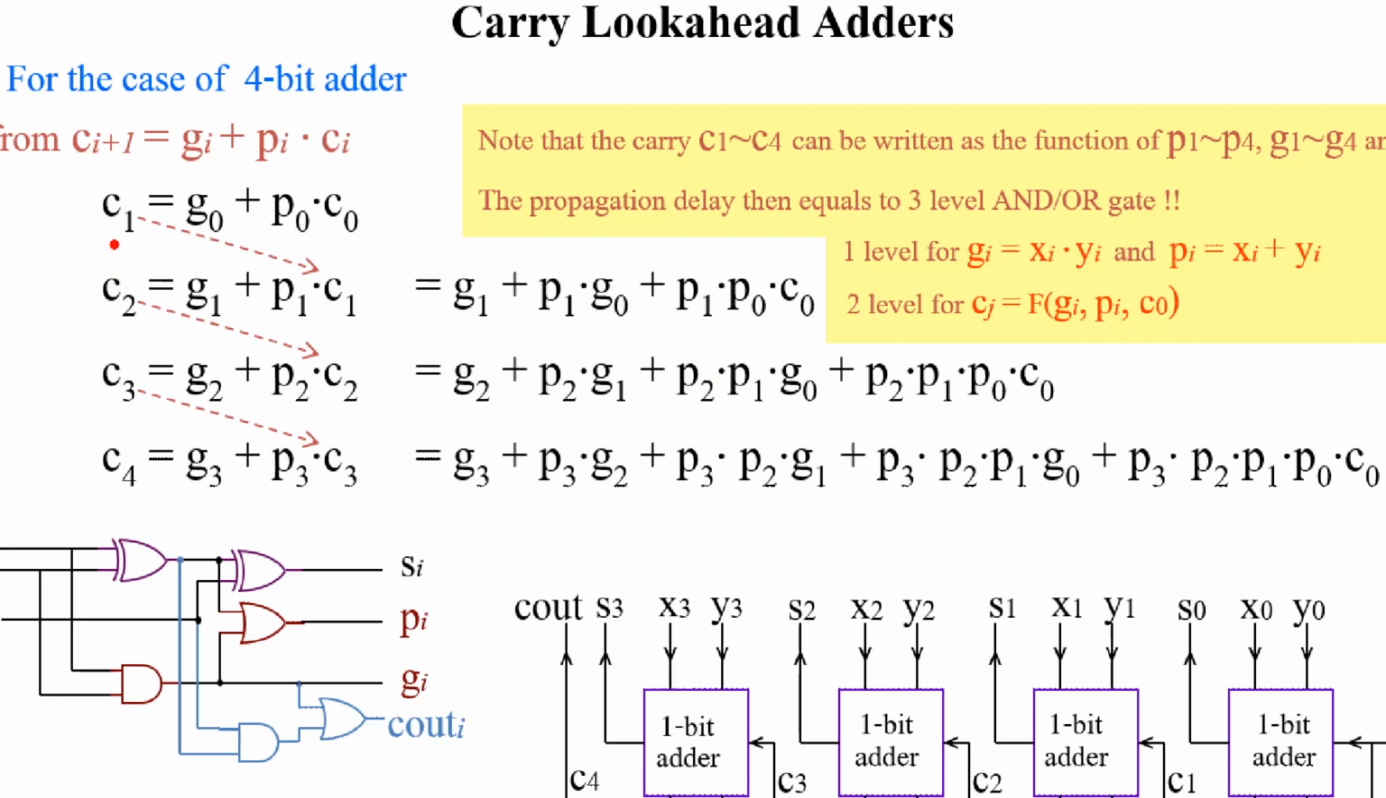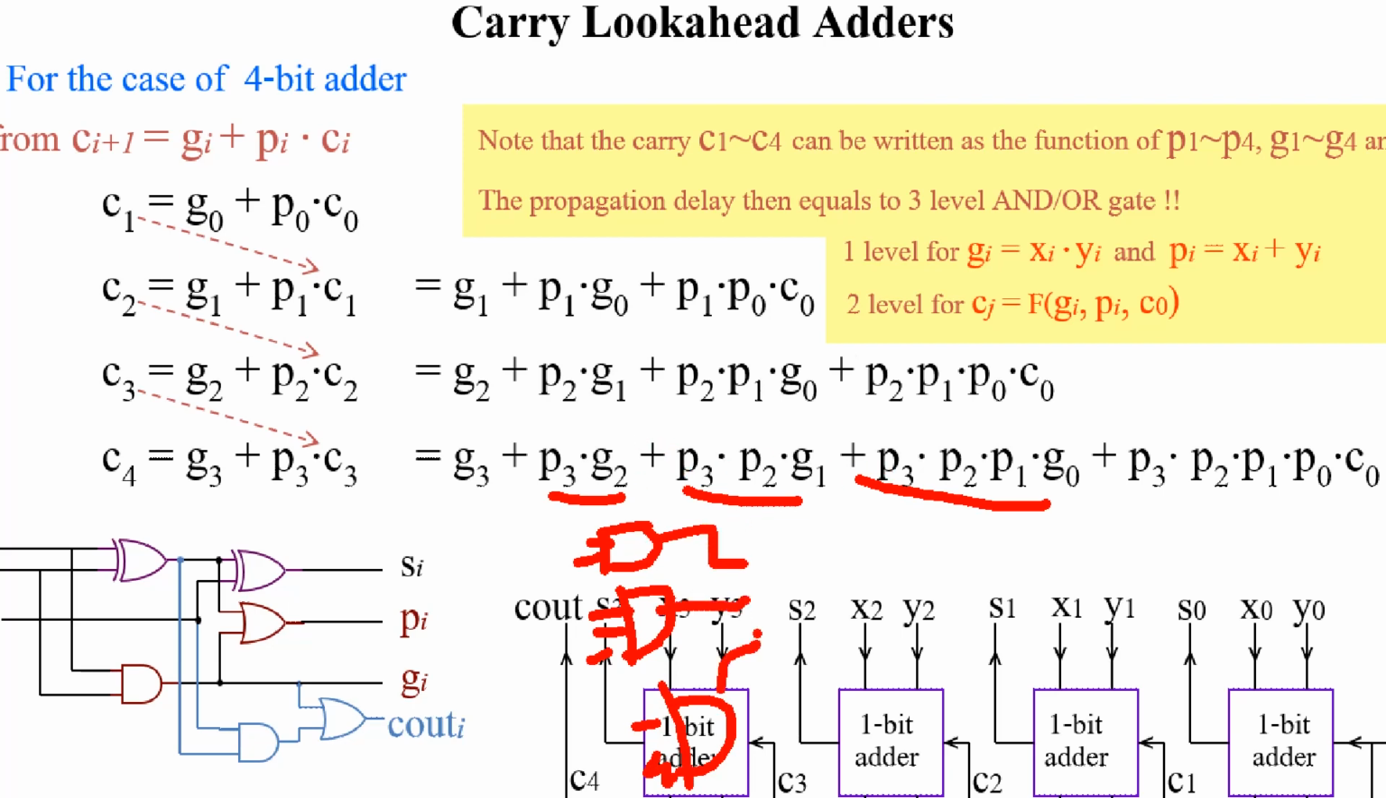From this one, you see that your carry out, or carry in of each digit, can be written in this expression in the form of sum of products, right? Namely just two levels, AND-OR. AND together, and together, and so on, and the sum of all of these are put together. Two levels, AND-OR.